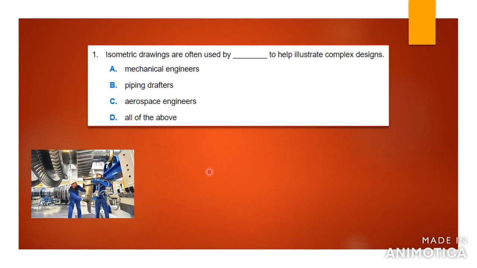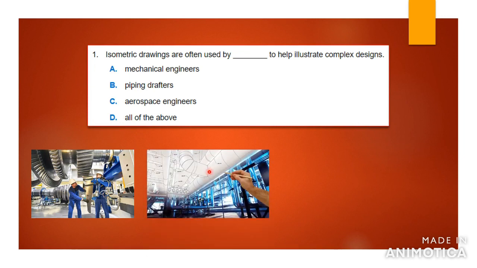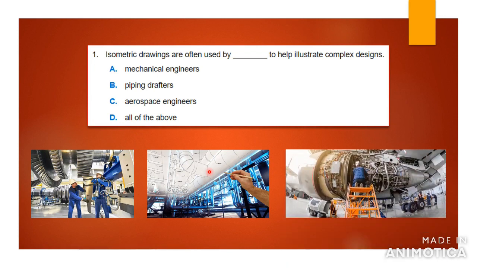Okay, so that's the first one, and then the second one is piping drafters. These guys do drawings. If you have an oil refinery where you have a lot of pipes, they will have to do the drawings for every single pipe that is in the factory. And C says aerospace engineers, and they are similar to the mechanical engineers. However, they focus mostly on things like NASA or SpaceX or things that are going out of the atmosphere. Those will be the engineers for those.